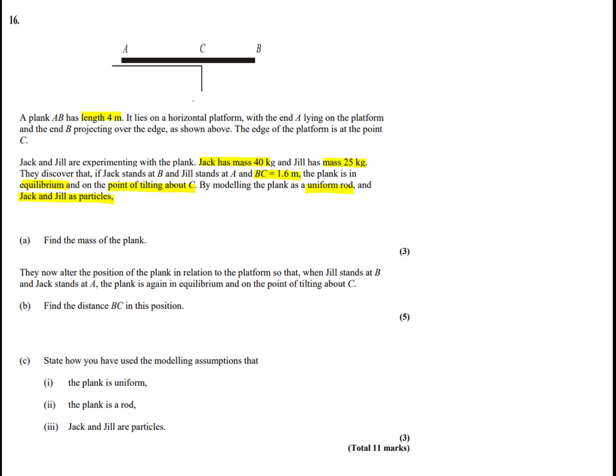So Jill is here and she weighs 25g, her mass to be correct, her weight will be 25g newtons. And Jack is 40g, and there's Jack. Uniform rod, B to C is 1.4. No, 1.6, see that, be careful. The whole rod is 4 meters.